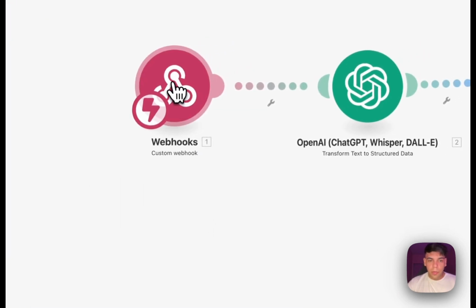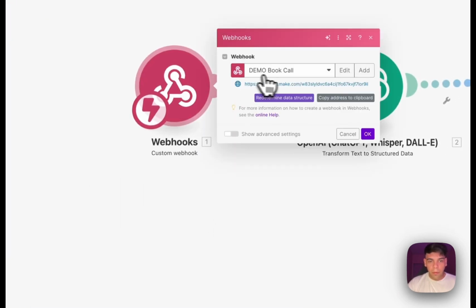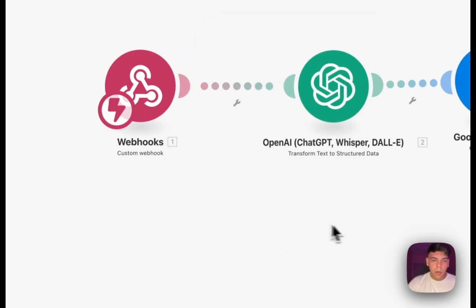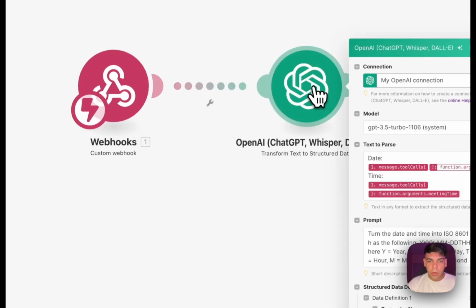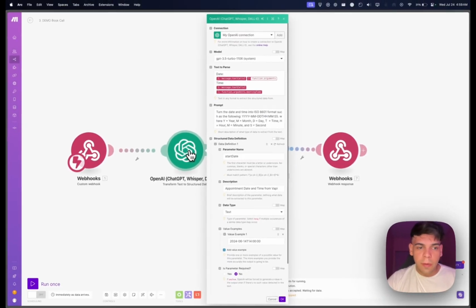So just as the previous ones, we have the webhook. We've added that to the tool. Here we actually add an OpenAI module, and what this OpenAI module does is it's taking the date and the time that the prospect said that they'd like to have the call, and it's turning it into a format that Google Calendar can read, because it's not able to read the date format straight from the box.